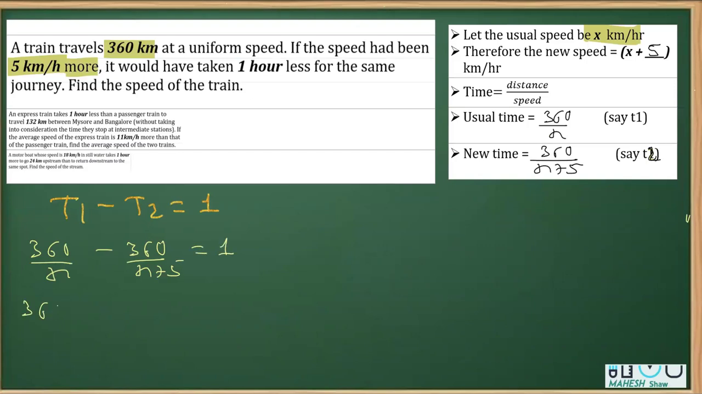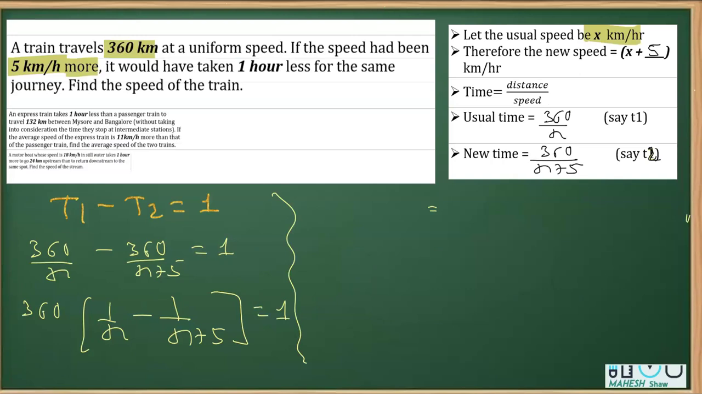Like the previous case, here also I will take 360 as common. So it is 1 over x minus 1 over x plus 5, that is equal to 1 over 360, after transposing 360 to the other side. And taking LCM on the left-hand side, this is x multiplied by x plus 5. Now the LCM divided by x is x plus 5, which multiplied by 1 is this, and the next is minus x. Here x and x get cancelled.